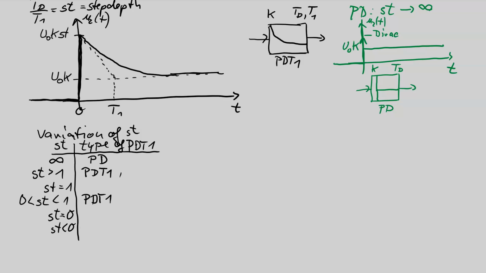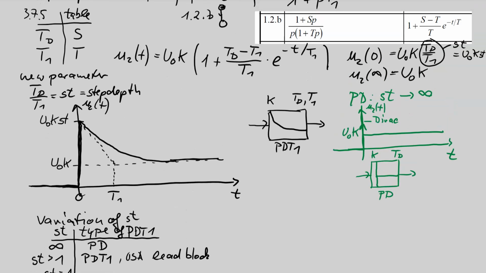In US literature, this has another name. This is a lead block, from leading phase, a lead block. And this is a lag block. From lag phase, this is negative phase. So in the US literature, there is a different name between step depth larger one and step depth smaller one. In Germany, not. What happens if step depth is 1?